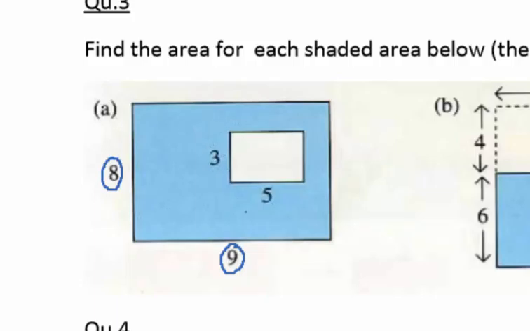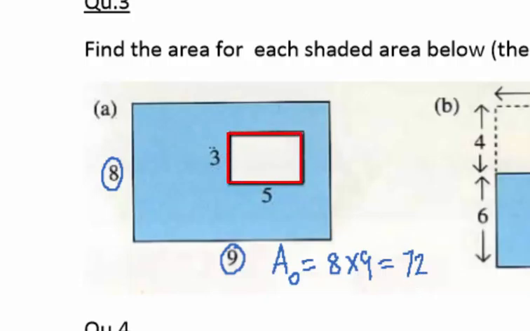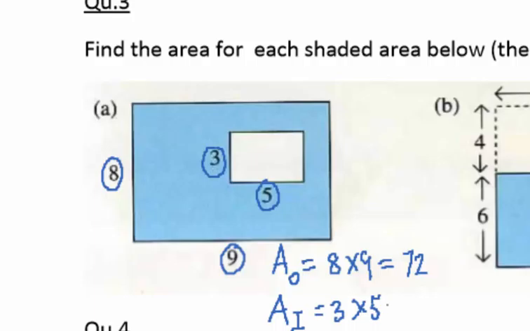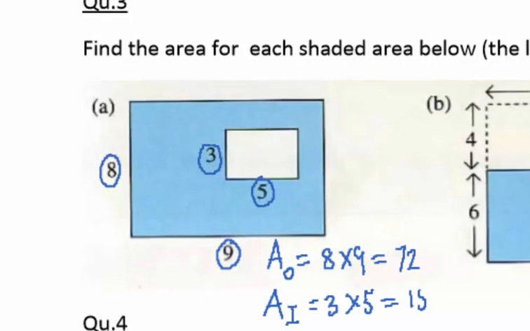So the area for that, I'm going to call it area of outside, is going to be 8 times 9. Now 8 nines is equal to 72. Now we'll work out the area of the inside rectangle, which is 3 high and 5 wide. So the area of the inside rectangle, AI, is going to be 3 times 5. 3 times 5 is 15.